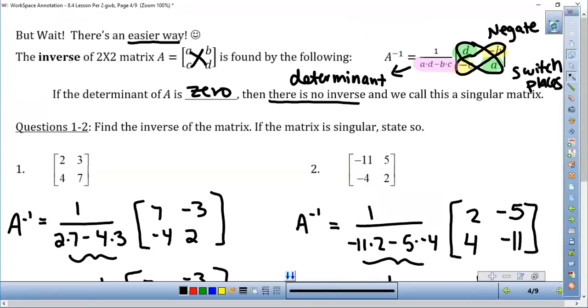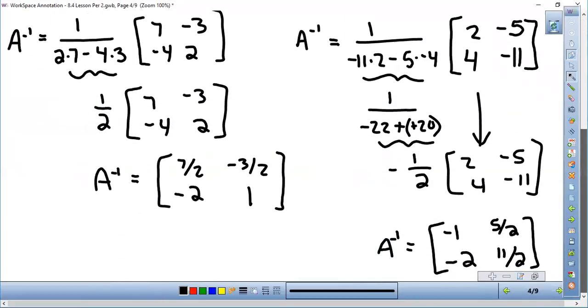Okay, so this is actually how far we're going to get today. We will finish this in the next lesson. We will talk about how we're actually going to use the inverse matrix to help us solve a system of equations.